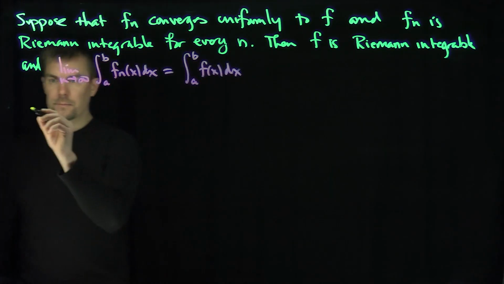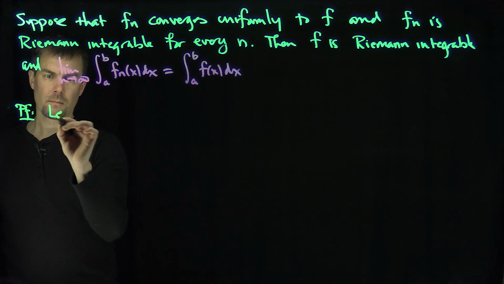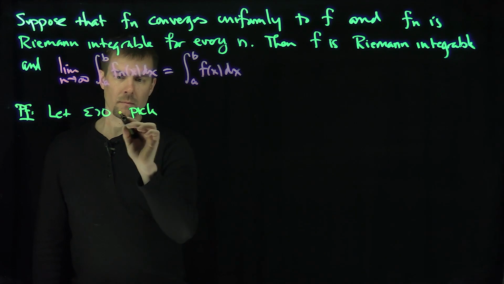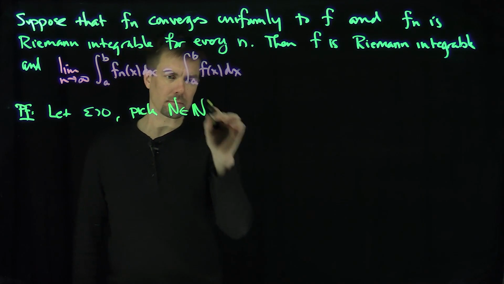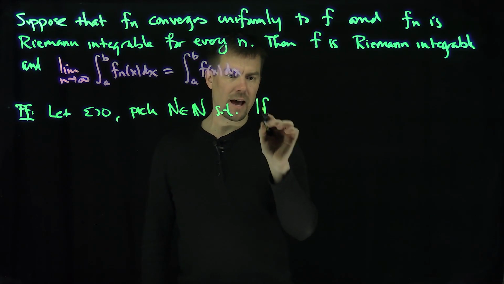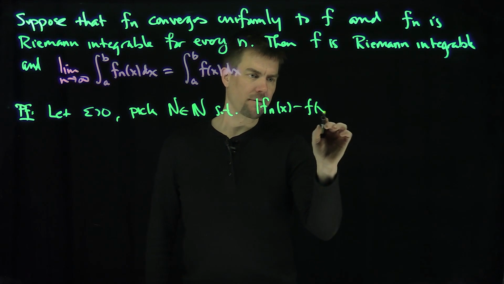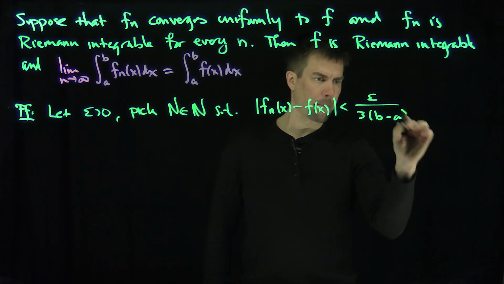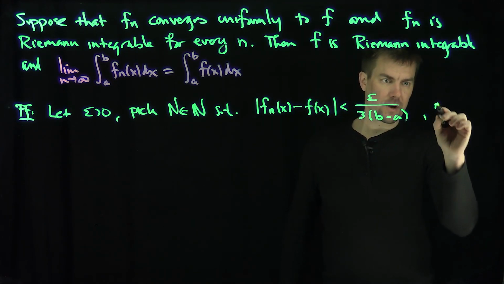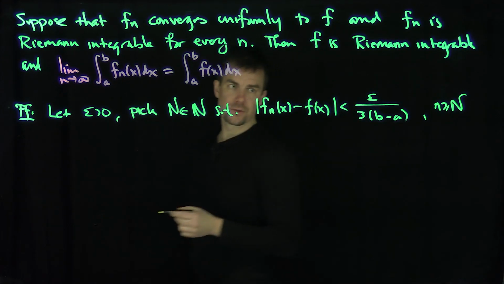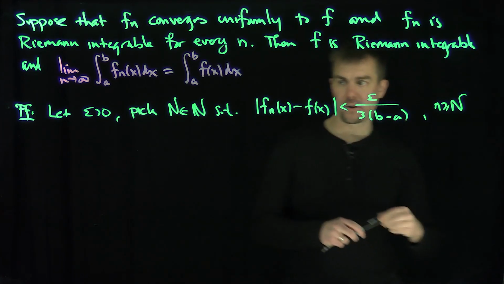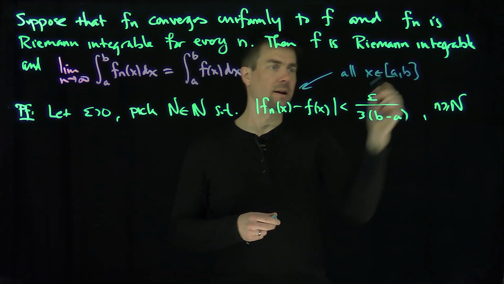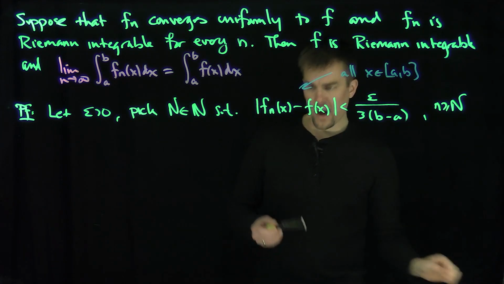We're going to let epsilon be greater than 0, and then pick capital N such that |Fn(x) - f(x)| is less than epsilon over 3 times the length of the interval, if n is bigger than or equal to capital N. I can certainly do this, and this is valid for all x in the interval a, b. Okay, cool. Now, what I'm going to do is this.